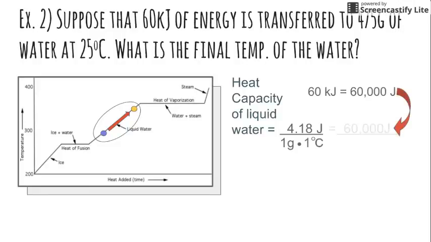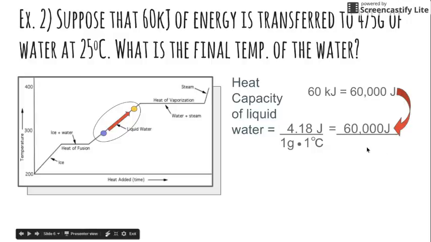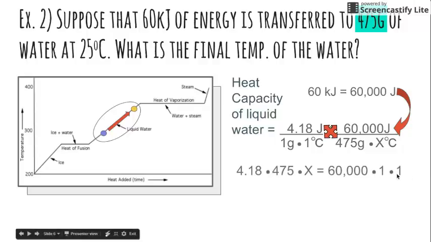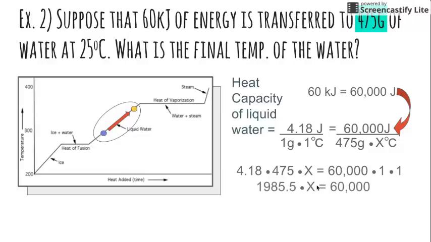But when we set up our new proportional problem, we know the energy, and that's going to go up top. That's 60,000 joules. And we know the grams, 475. What we don't know is how much it's going to change. We know it starts at 25, but we don't know what it's going to go to. And so by solving for x there, using our cross multiplication, we end up with an equation like this. 60,000 times 1 is easy. But these two numbers times x, not so much. So you will have to do a little bit of dividing here.